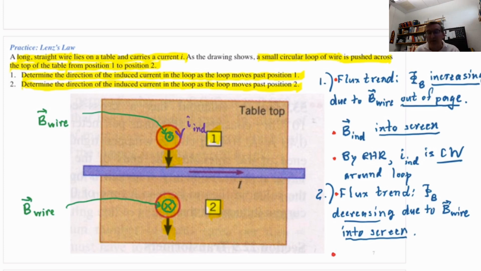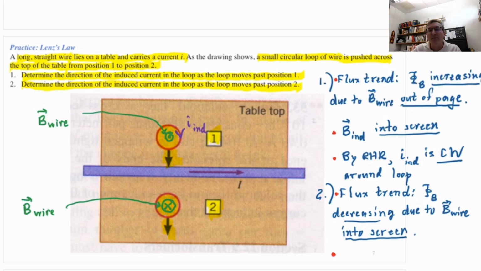The next bullet is to figure out the direction of the induced magnetic field you need. So I'd like you to practice that, please. Pause the video, think about it, opposing the change, and then when you have an answer, come back. Okay, let's talk about it.